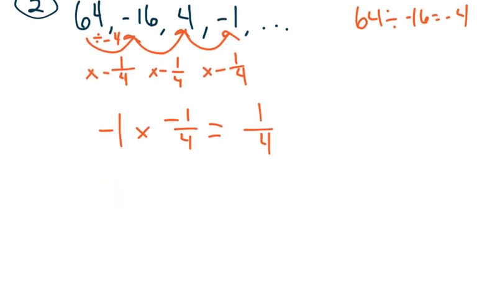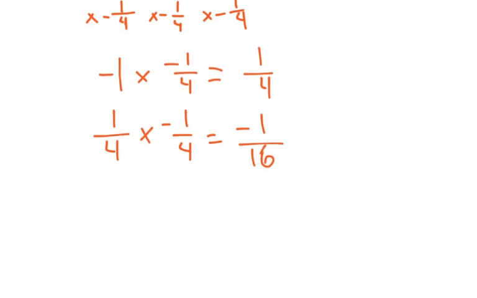Go back to the pen here. Positive 1/4 times our common ratio, negative 1/4. We're multiplying fractions, multiply straight across. Positive 1 times negative 1 is negative 1. 4 times 4 is 16. And then do it one more time.